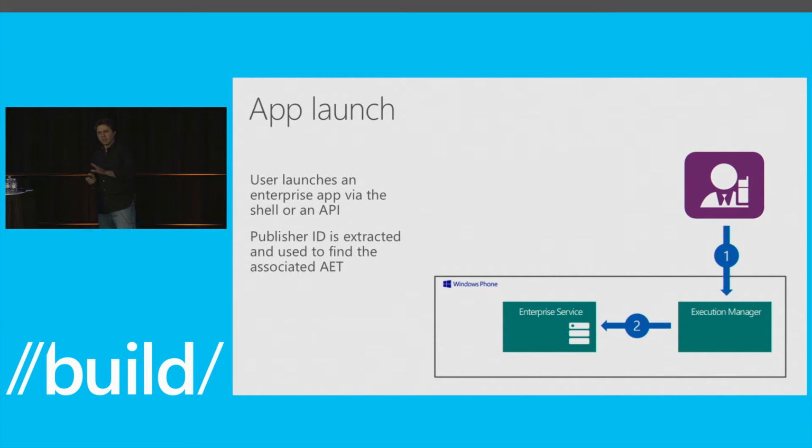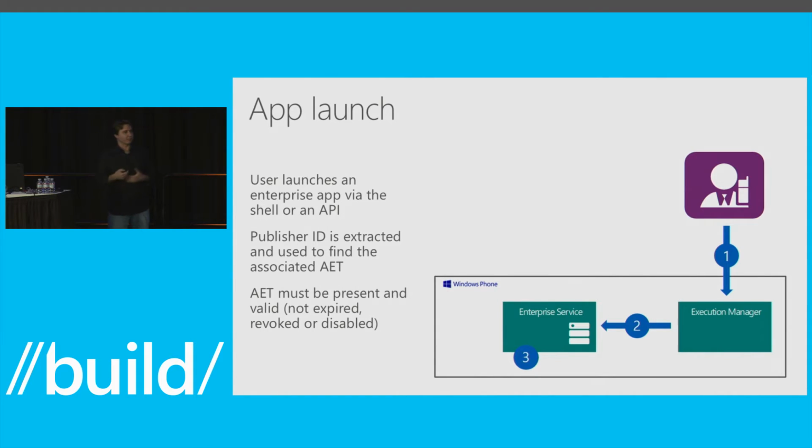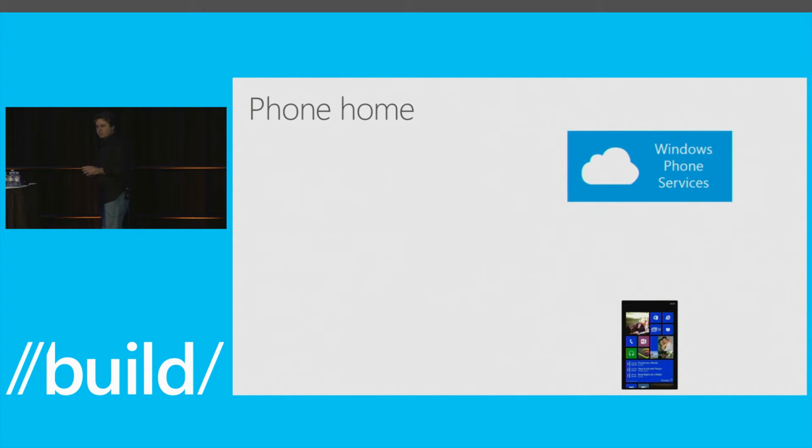The phone OS realizes this is an enterprise app. It can find the publisher ID that is associated with it, and now it has to do a check to make sure that you're properly enrolled in that enterprise in order to continue with the app launch. So the AAT must be present, and it has to be valid. It can't be expired, can't be revoked from the phone home server, and it can't be disabled from device management. If all that goes through, the app goes ahead and launches, and the employee can obviously use the application for whatever purpose it provides.